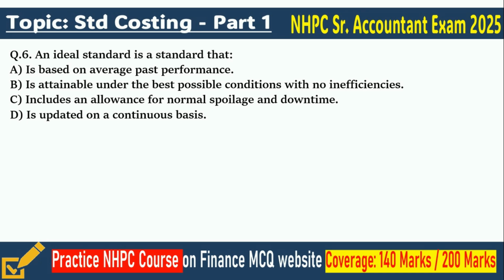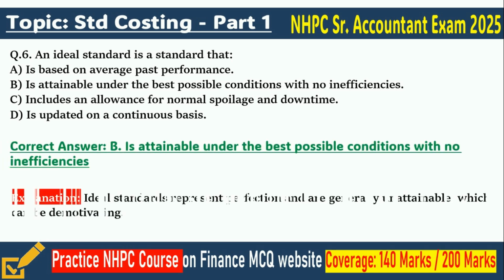So, what should be the correct answer here, friends? The correct answer is option B, that says is attainable under the best possible conditions with no inefficiencies. So friends, ideal standards represent perfection that is generally unattainable, which can be demotivating for the employees.